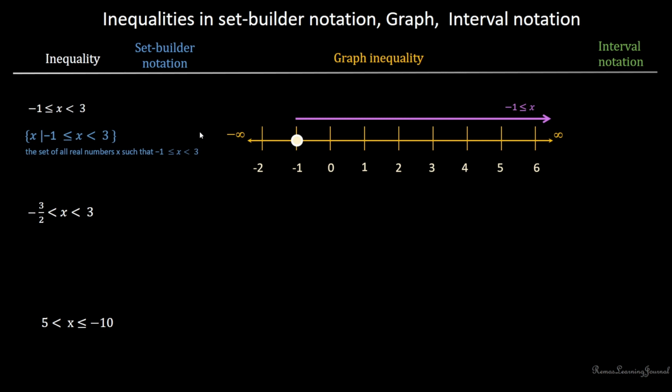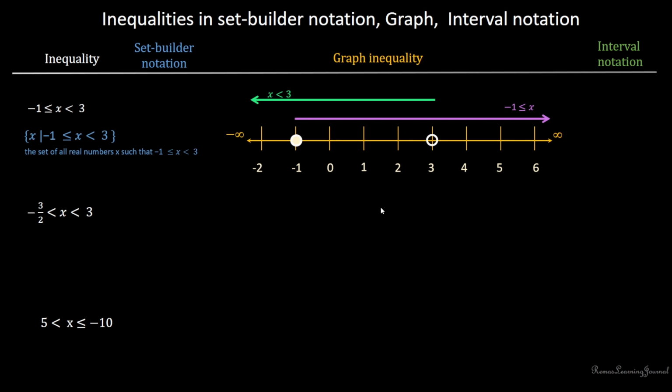Now for the second inequality, x less than 3, the 3 is not included in the solution. So let's draw an open circle around 3, and since x is less than 3, let's shade all the numbers less than 3, all the way down to negative infinity, as the solution.